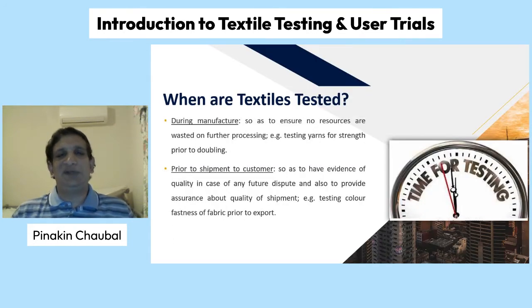When are textiles tested? Textiles are tested at various stages. Some examples include during manufacture, so as to ensure no resources are wasted on further processing. For example, testing yarns for strength prior to doubling. Prior to shipment to customer, so as to have evidence of quality in case of any future dispute, and also to provide assurance about quality of shipment. For example, testing color fastness of fabric prior to export.